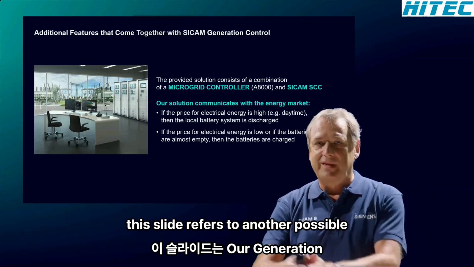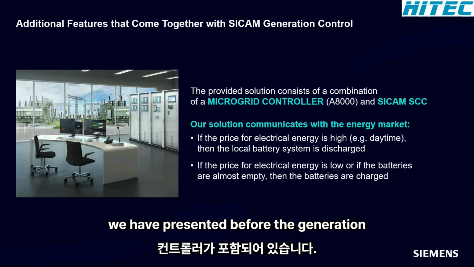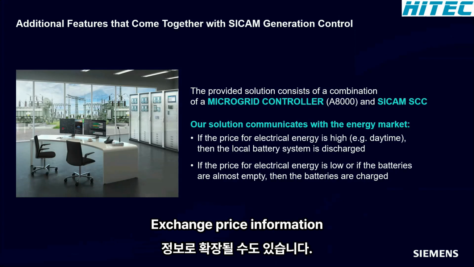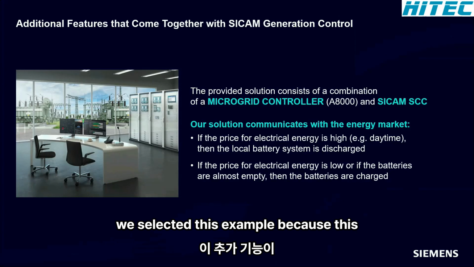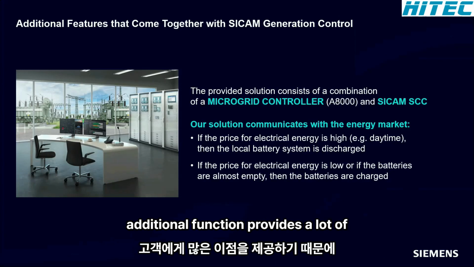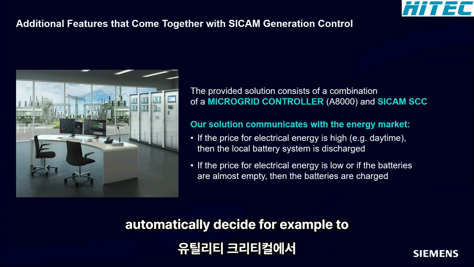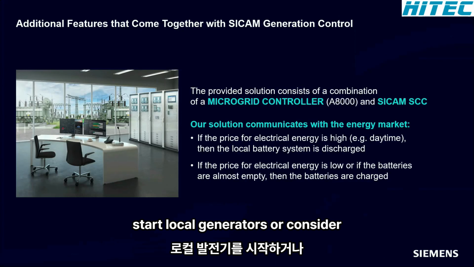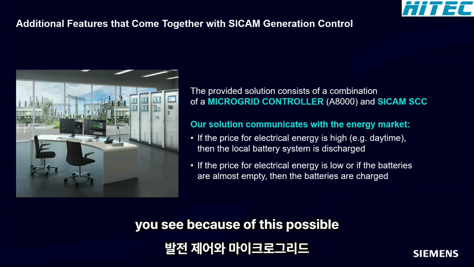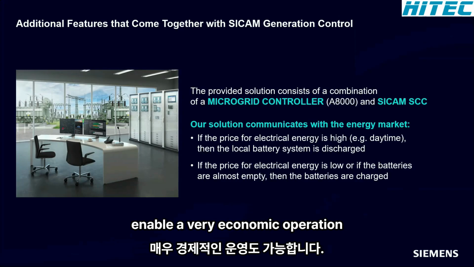This slide refers to another possible extension of our generation control function. The microgrid controller, which includes, as we have presented before, the generation controller, can also be extended to exchange price information with electrical energy aggregators. We selected this example because this additional function provides a lot of advantages to our customers. Based on this feature, the system can automatically decide, for example, to import energy from a utility grid, or to charge or discharge batteries, or to start local generators, or consider electrical energy from possible PV systems. You see, because of this possible interaction between generation control and microgrid control, you can also enable a very economic operation.